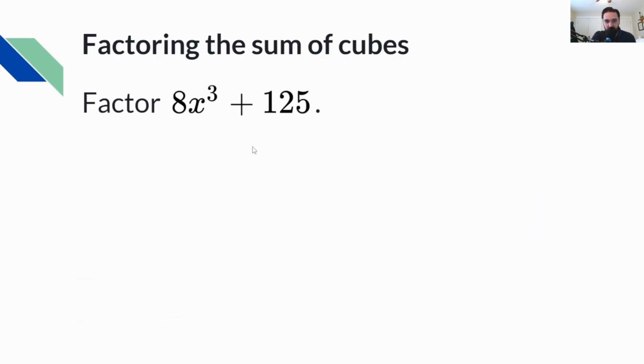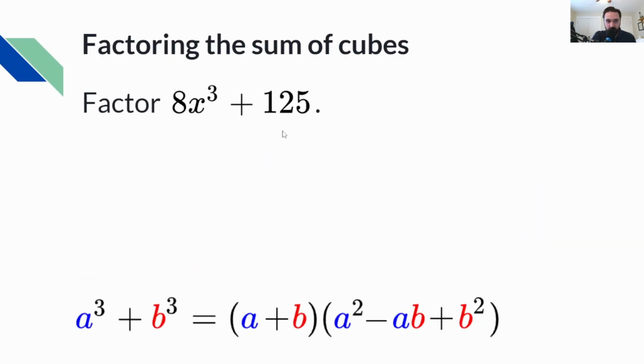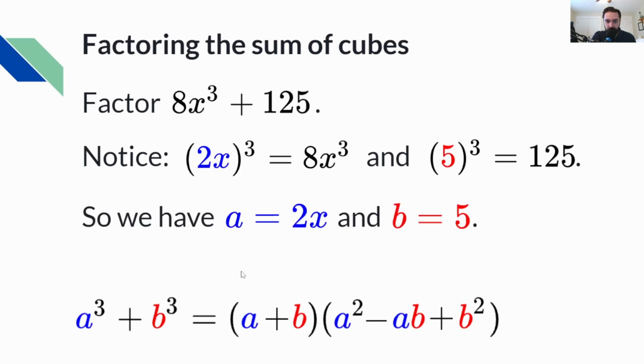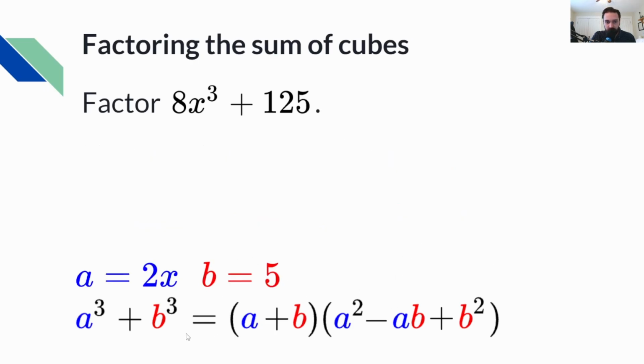Okay, let's try one more sum of cubes. 8x cubed plus 125 is the sum of cubes. So this is the formula we're going to use. Let's find a and b. 2x whole thing cubed is 8x cubed, and 5 cubed is 125. So a is 2x and b is 5. We have all the pieces we need to complete this.